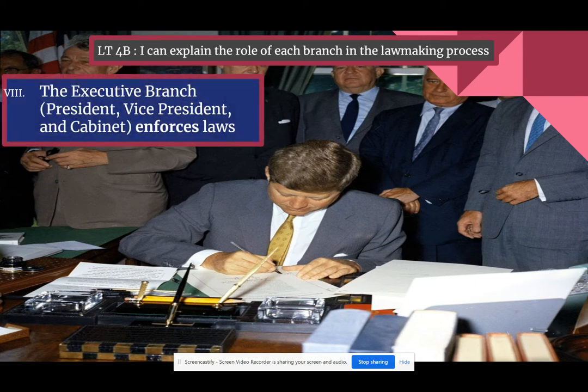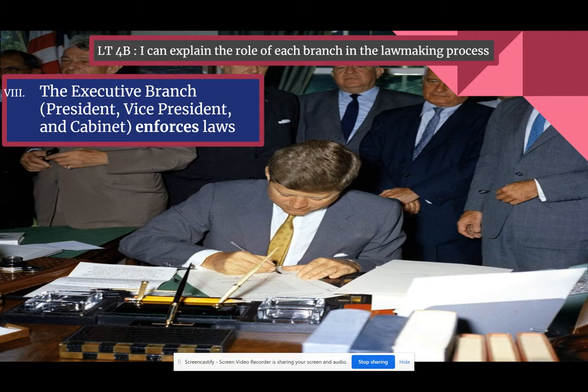As we go along, make sure you're taking notes, make sure you're filling out your learning target guide. If you need to pause it, pause it. Awesome. Like I said, we're going to start with the executive branch today. So, the executive branch includes the president, vice president, and cabinet. Their role is to enforce the laws.